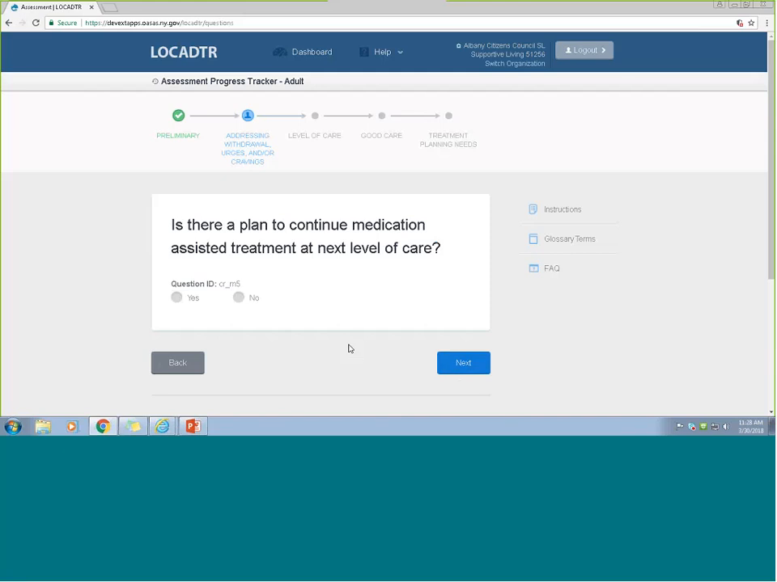Moving on, we ask, is there a plan to continue medication-assisted treatment at the next level of care? Yes. And that's important. Especially if you've initiated someone on a medication that's being helpful to them, if you've initiated them on an agonist for opioid treatment, or even an antagonist for alcohol treatment, you want to make sure that as you're making transitions in care, that medication that may be helping them stay stable can follow that person to the next level of care.